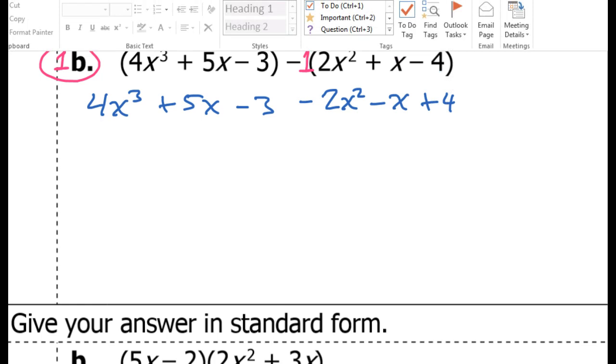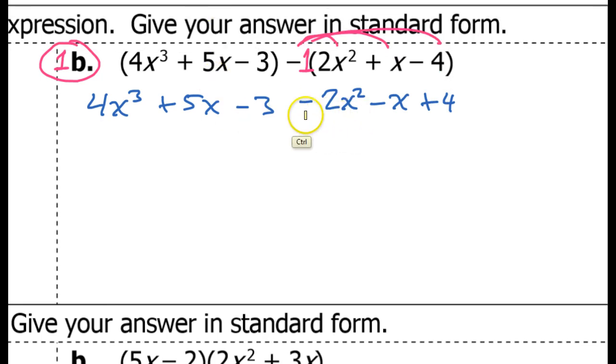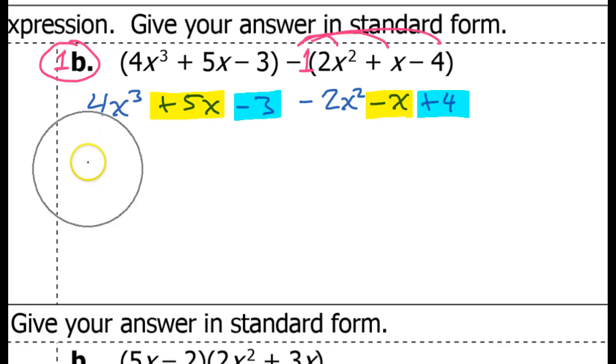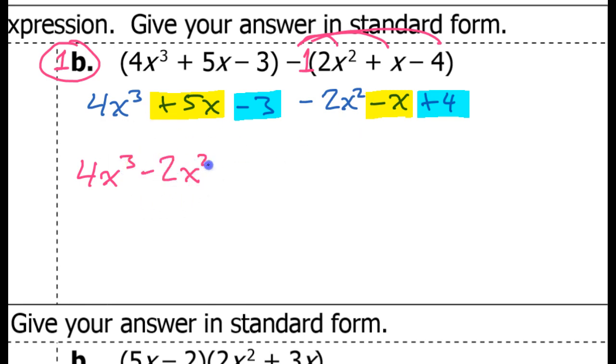After that, we're back to combining like terms again. So again, these are like terms here and here, and these are like terms here and here. So just like before, we have to do the highest exponents first. So 4x to the third power, and then minus 2x squared. Combining 5x and -1x makes 4x. And combining -3 and +4 makes +1. So that's the answer to problem number 1b.